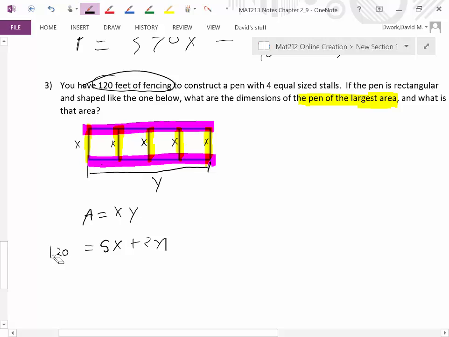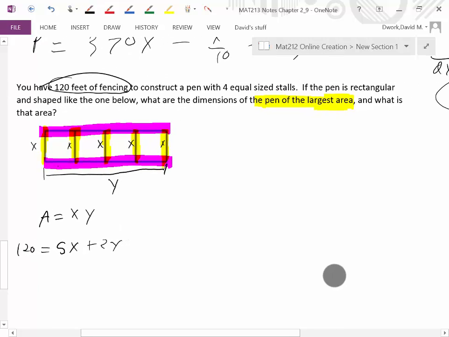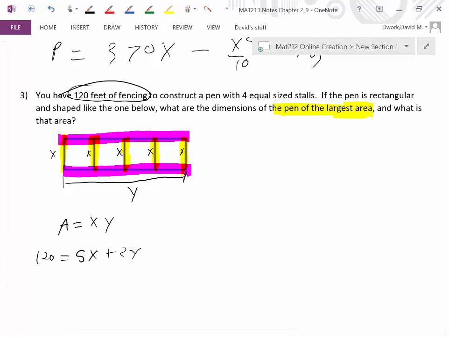So now the good news is, with my two equations, I could solve for y and sub it in, or I could solve for x and sub it in. So let's pick a variable and solve. To me, it doesn't really matter all that much.